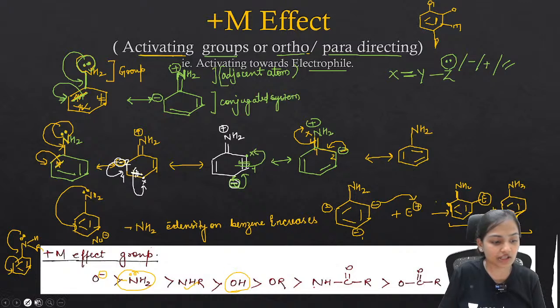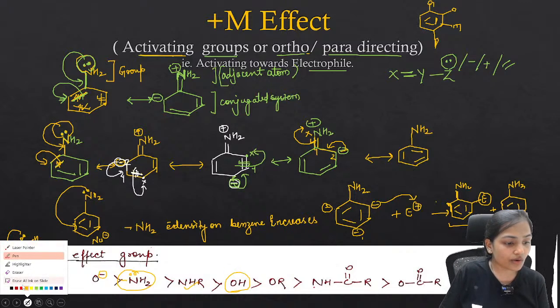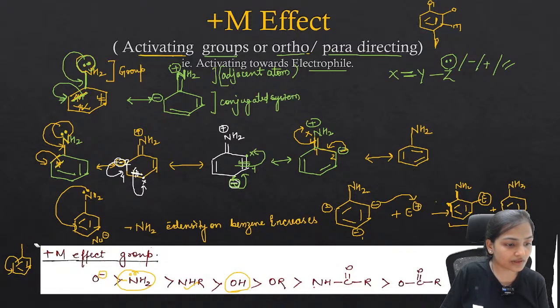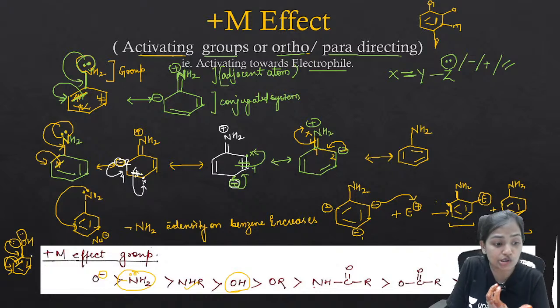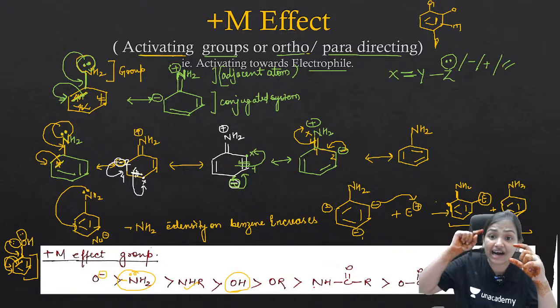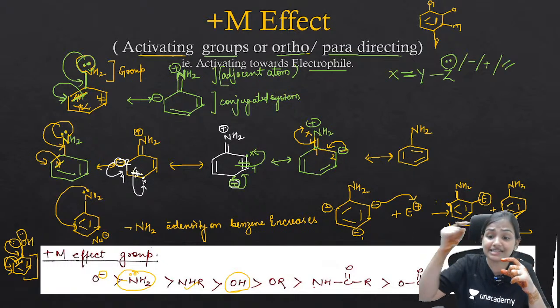If I take the OH group, guys, the OH group also has lone pairs present. So because of this, this is again an XYZ system, and this lone pair again undergoes resonance. So we have to see the polarity developed between the conjugated benzene and the atom which is directly attached to the benzene ring, that is the adjacent atom.